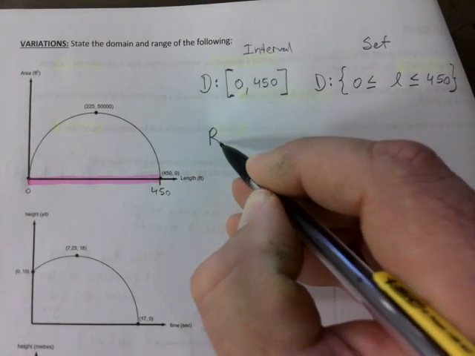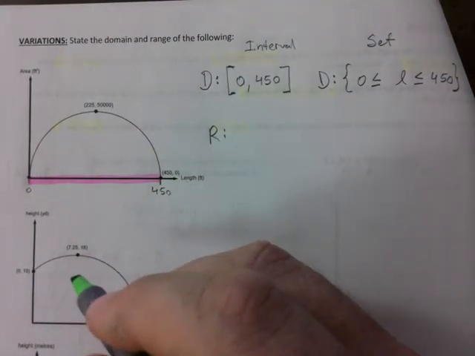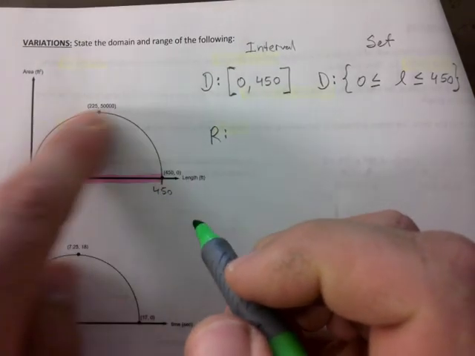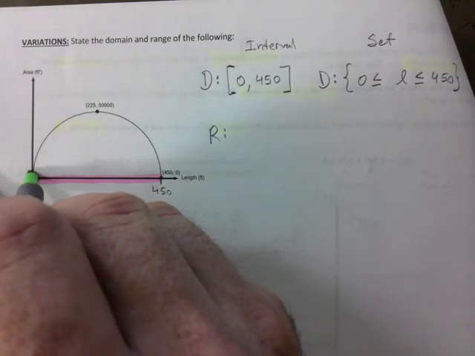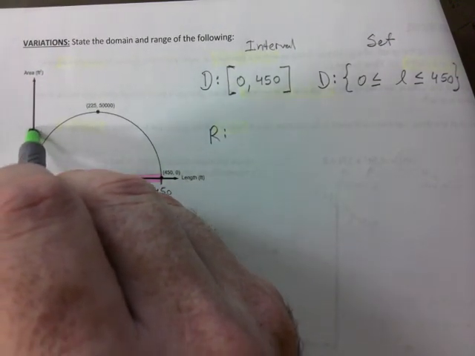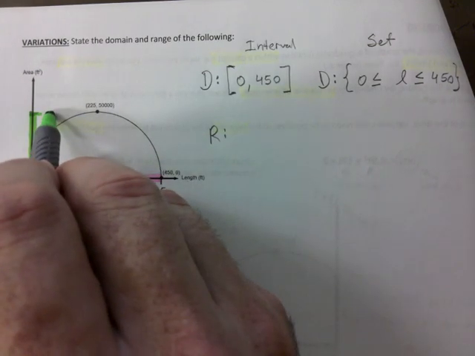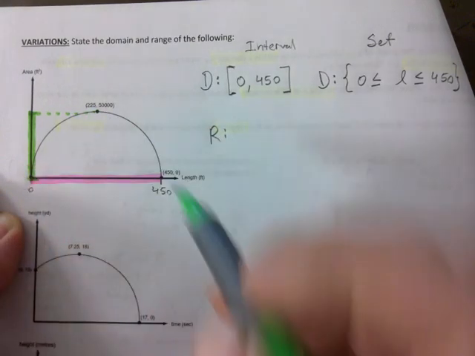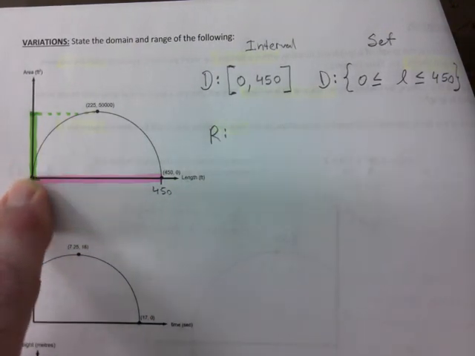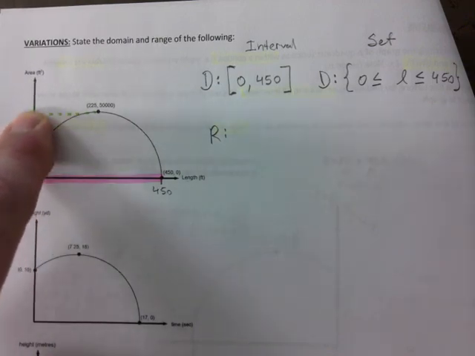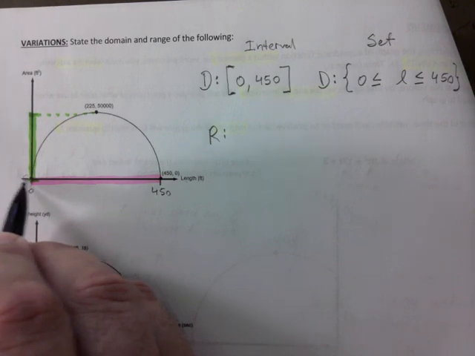For our range, let's look. I have green for that one. So you go, where does my graph appear along the y-axis? I see graph, I see graph, I see graph, I still see graph until I get to the vertex. So I see graph along the green here. If I travel along the y-axis, that's where my graph appears. And the lowest y value is 0.